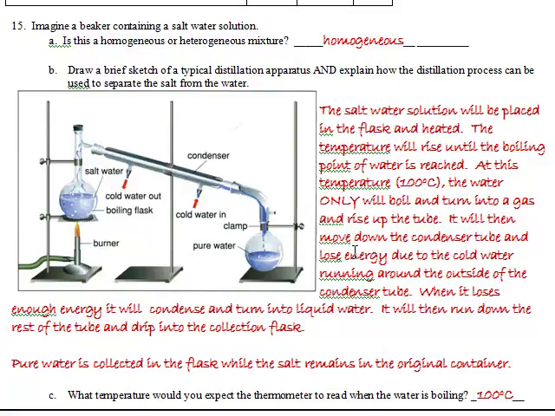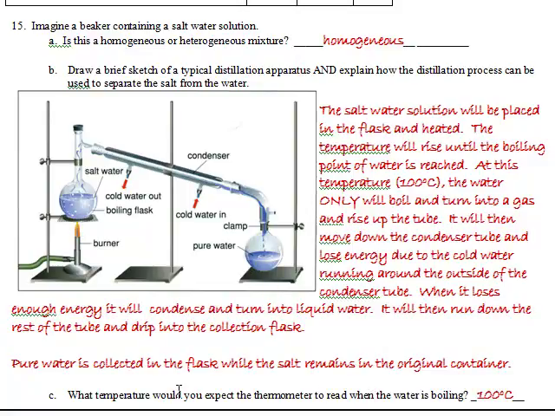When we take the energy away, the gas particles lose their energy and become condensed. They become liquid particles, and then you can see the liquid pouring out here into your collection flask. Now this is going to be pure water, no salt. The salt never boiled, the salt stayed up here. So we can separate the two, the salt and the water, by boiling off the water and collecting it here and leaving the salt in our container.